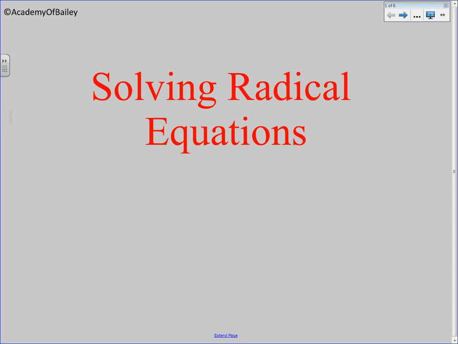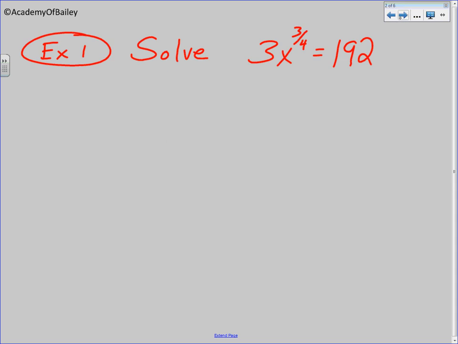Okay, we are going to be solving radical equations. We're going to be solving for an unknown variable, like say in this situation, x. So if we have 3x to the 3/4 power is equal to 192, note that x is the only thing raised to the 3/4 power, because if 3 was also raised to it, it would be in parentheses with the 3/4 outside of it.